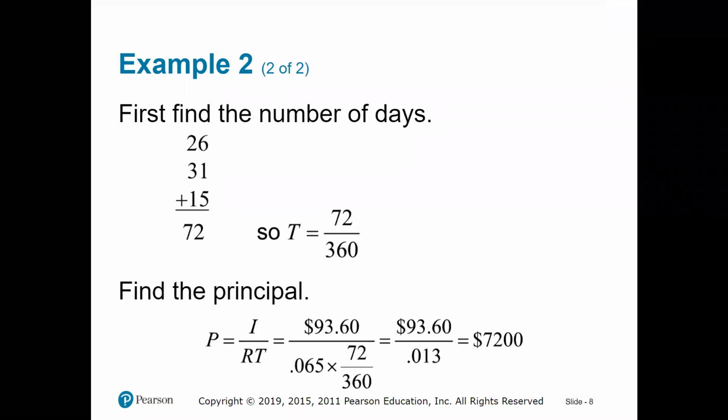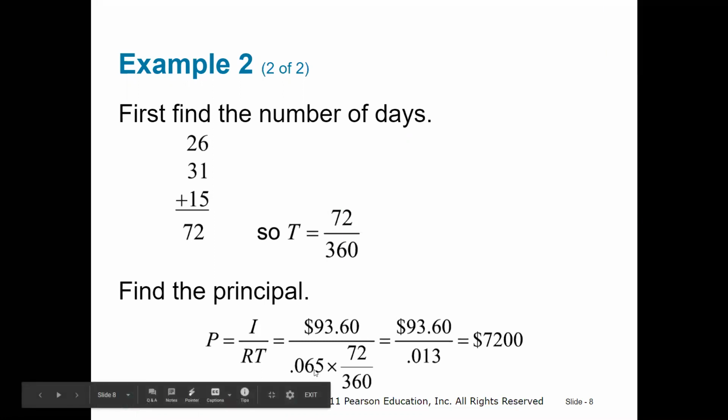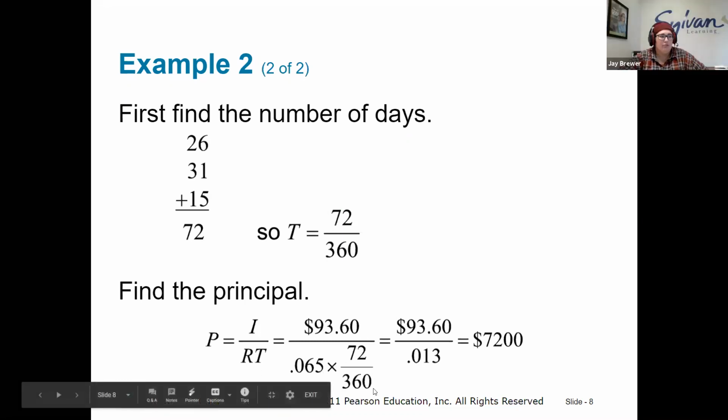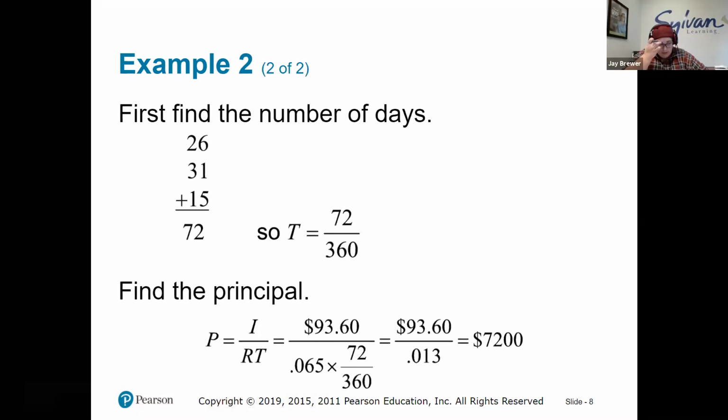Is that what the 0.013 is? The interest? No, the interest is actually 6.5%. What's the 0.013? When you take 6.5% times your 72 over 360, it reduces to 0.013. Oh, okay. I just turned my 72 over 360 into a decimal. Yeah, you can do it either way. That's just what they're showing.